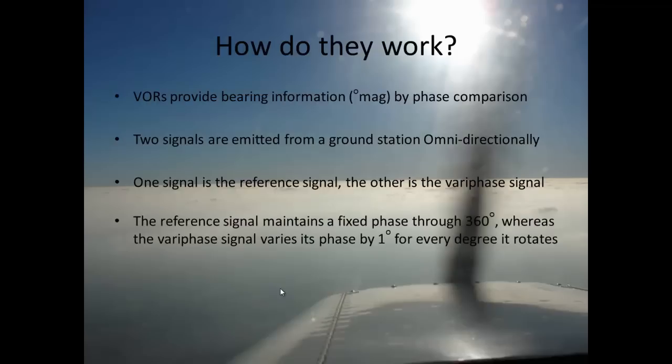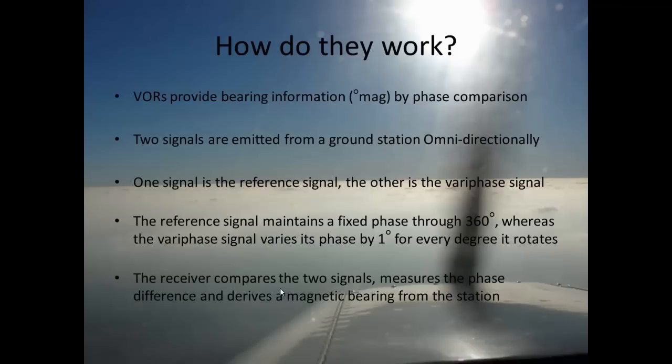As I've said here, how it works is that the reference signal maintains a fixed phase through 360 degrees, whereas the vary phase signal, which is the second signal, varies its phase by 1 degree for every degree that it rotates. So you can understand that if it varies its phase by 1 degree for every degree that it rotates, after 90 degrees it's going to be 90 degrees out of phase. After 180 degrees it's going to be 180 degrees out of phase, etc, etc.